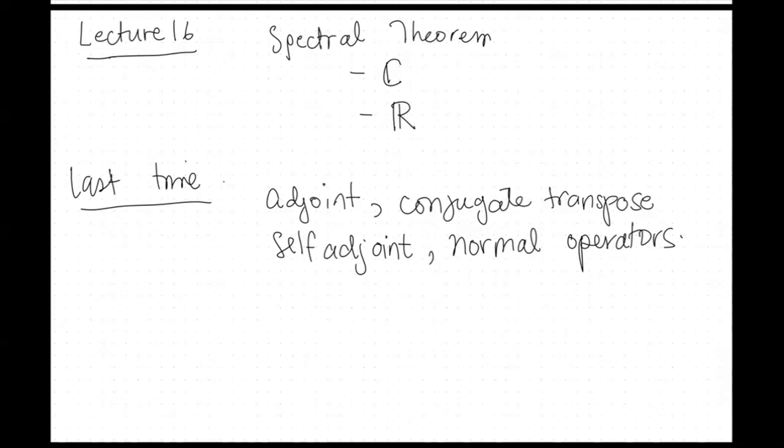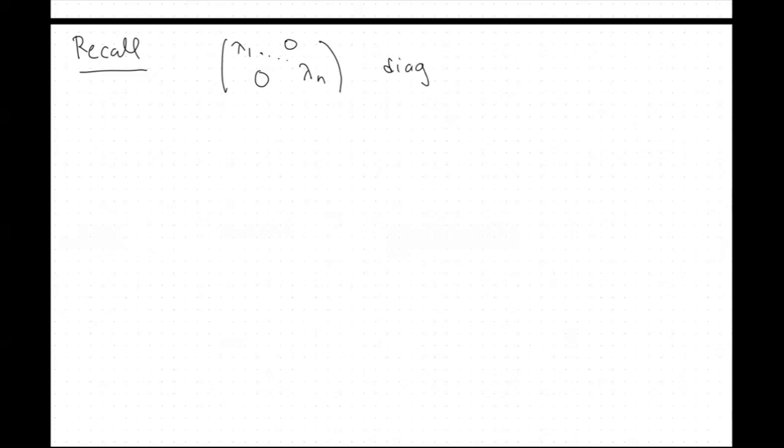Today, we will start with our spectral theorem. So let me do it on the next board. So recall, we have a diagonal matrix, say lambda 1, up to lambda n, and then all the rest is 0. This is called a diagonal matrix.